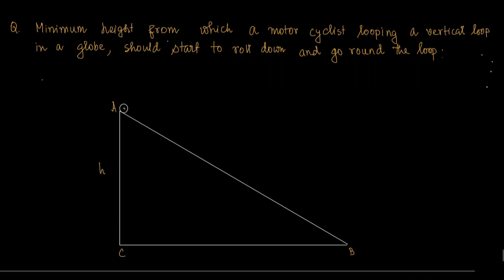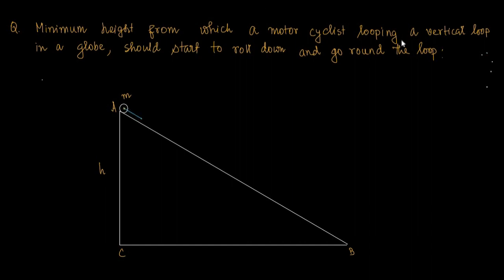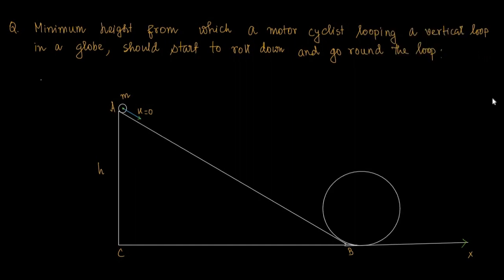We consider AB as an inclined plane, and a motorcyclist of mass m starts to roll down from point A, the highest point of the inclined plane, with the initial velocity u equals 0. Initially, the motorcyclist at point A on the inclined plane was at rest, and we can consider a vertical loop at the point B, around which the motorcyclist will travel.